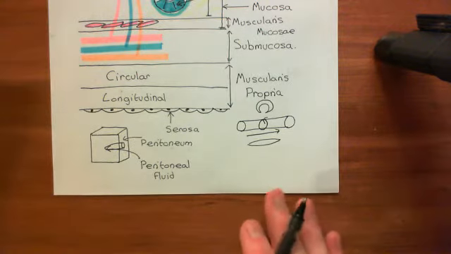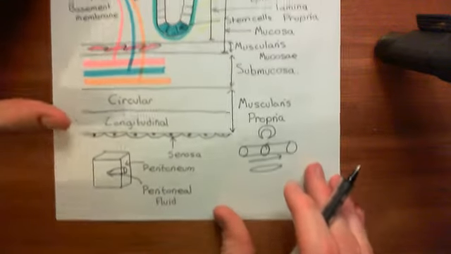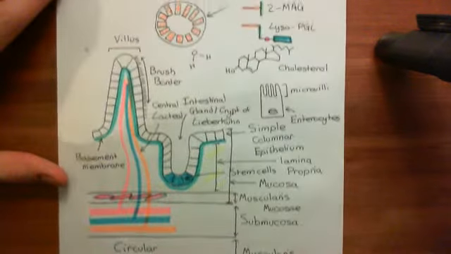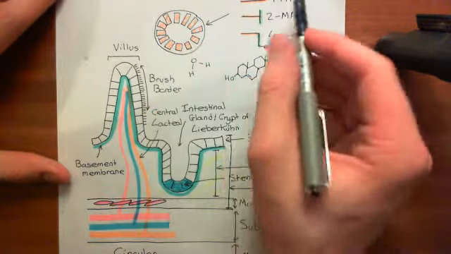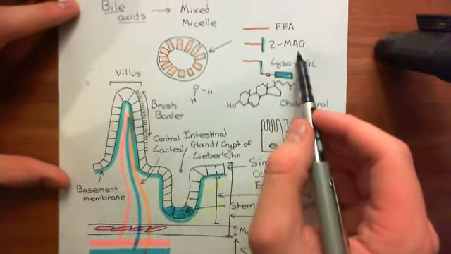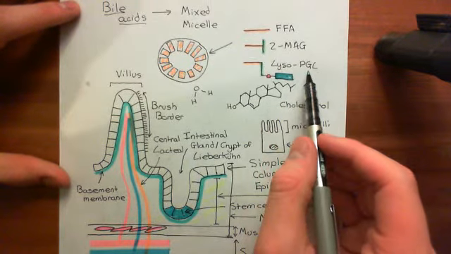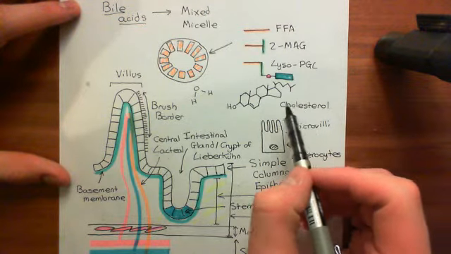Right, so we were doing this histology so that we can actually understand digestion. These tiny little mixed micelles here are going to bring the products of digestion, so the free fatty acids, the 2 monoacylglycerols, the lysophospholipid and the cholesterol molecules.